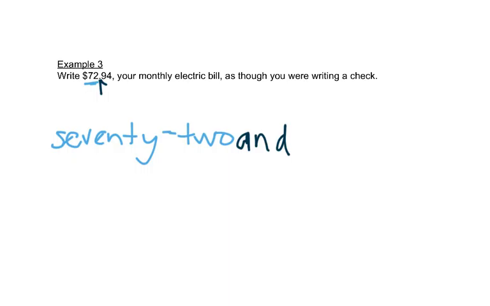If you're reading this officially without the dollar sign, we'd say 72 and 94 hundredths, because the last number is in the hundredth spot. So that's how we finish writing the check. We finish writing the check with the cents over 100, 94 hundredths. And then we usually draw a line at the end so that nobody can change those numbers.